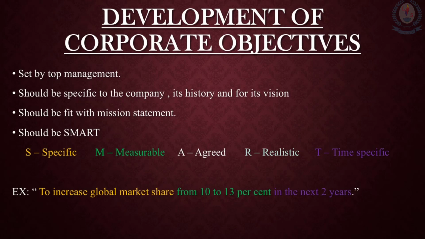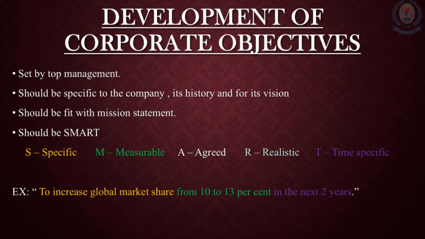Okay, now we are moving to learn about development of corporate objectives. Who are the people involved with developing corporate objectives in an organization? Most of the time, corporate objectives are developed by the top management. In the top management, we can identify senior managers and directors of a company. So they are involved with creating corporate objectives.